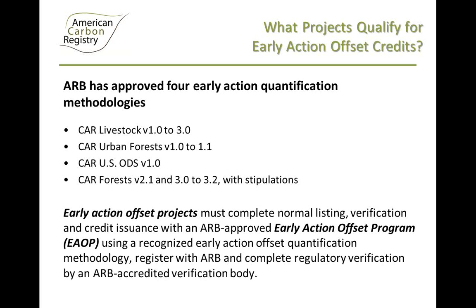Early action offset projects must complete normal listing, verification, and credit issuance with an ARB-approved early action offset program for one of these quantification methodologies. They can then register with ARB and complete a desk verification in order for offset credits to be eligible in the compliance program. For issuance of early action offset credits on ACR, either vintages of current early action projects not yet issued or new early action offset projects can register with ACR.